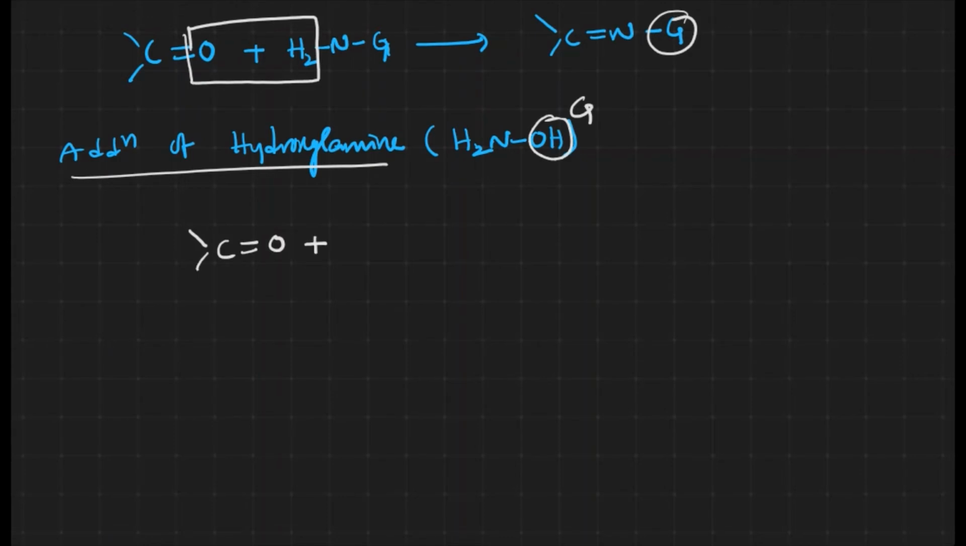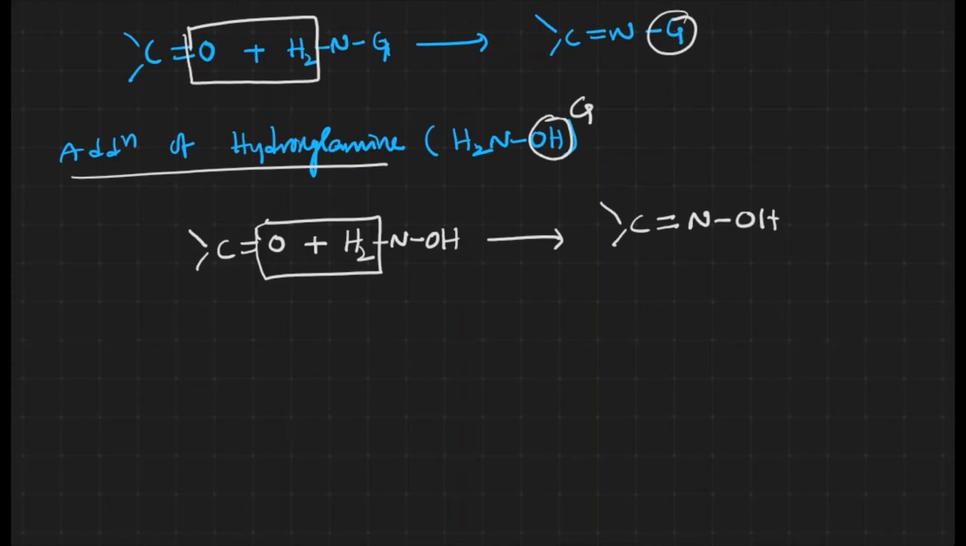C double bond O plus H2N G group, right? What happens? Elimination of these groups will take place, and we will get a structure of this kind. What is the group over here? Let me substitute the group itself over there, right? We have the OH group, so let me take the OH group directly over there. NOH.